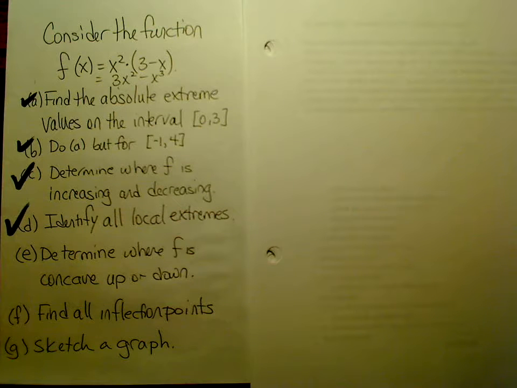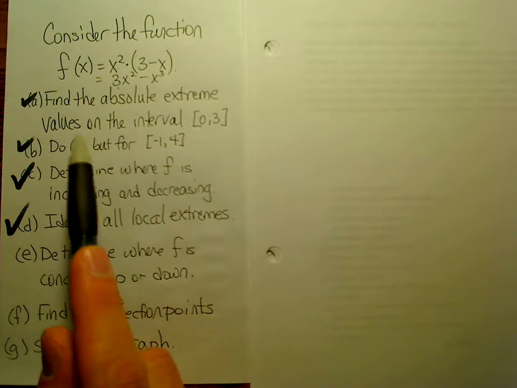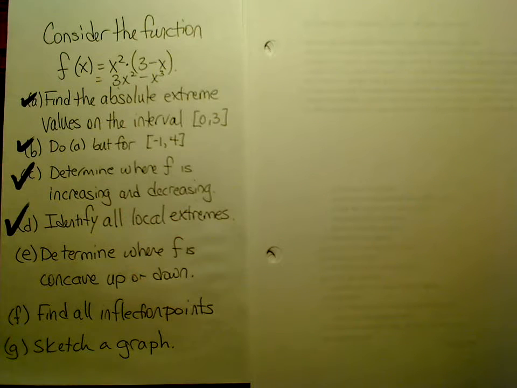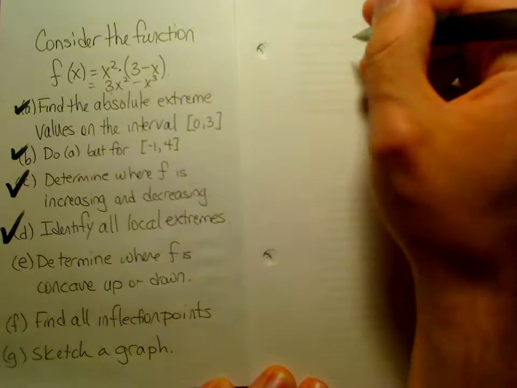Alright, this is the last video in which I'm going to be talking about this function f of x is x squared times 3 minus x. We asked about increasing and decreasing in the previous video, absolute extremes in the first video. We'll now take a look at where f is concave up and down and all the inflection points. So we're looking at this f of x.